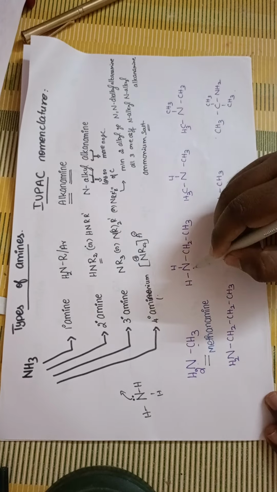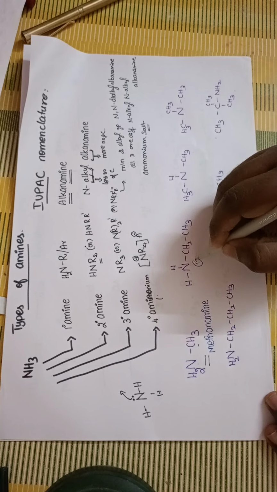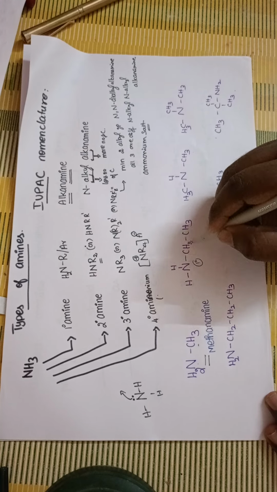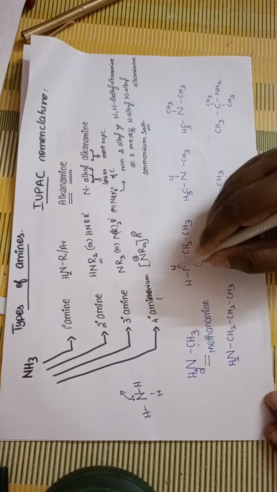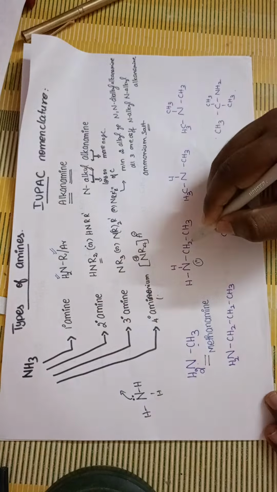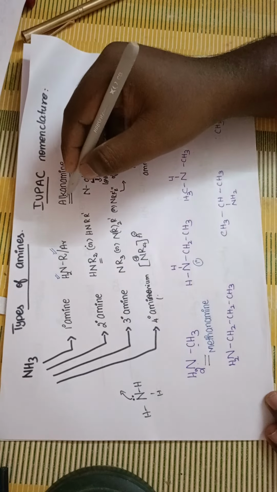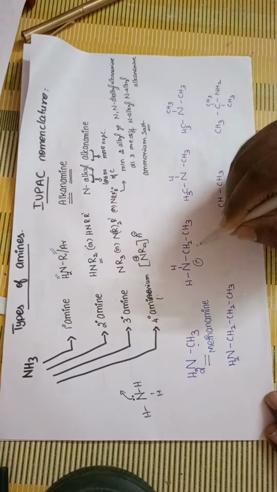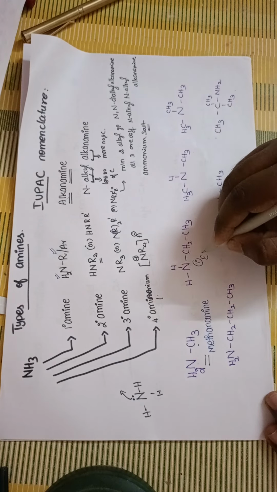Here primary amine. Why primary amine? Because nitrogen is bonded with only 1 alkyl group and 2 hydrogens. So it is a primary amine. For primary amine, the name is alkanamine. Here we mention the number of carbons in the longest chain. Here there are 2 carbons in the longest chain, so ethanamine.